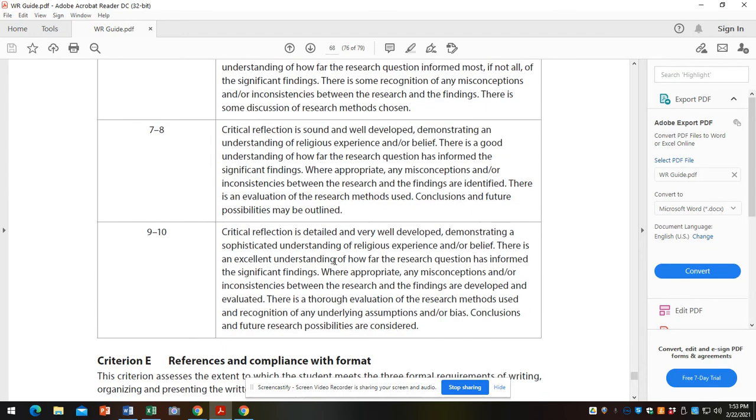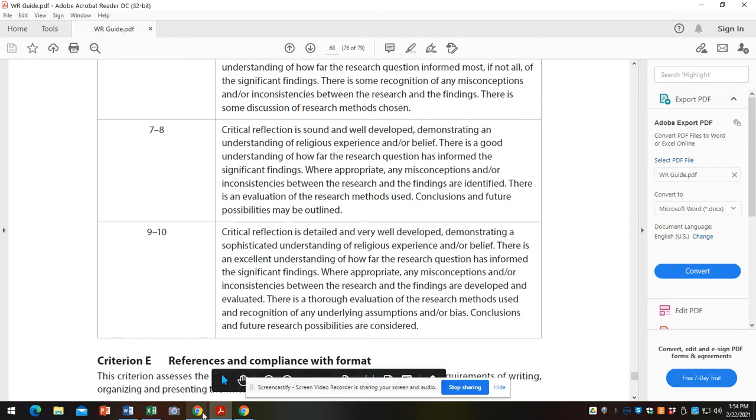let's see, the highest mark band: critical reflection is detailed and very well developed, demonstrating a sophisticated understanding of religious experience and/or belief. There is an excellent understanding of how far the research question has informed the significant findings. Where appropriate, any misconceptions and/or inconsistencies between the research and the findings are developed and evaluated. There is a thorough evaluation of the research methods used and the recognition of any underlying assumptions and/or bias. Conclusions and future research possibilities are considered. That's the top mark band.